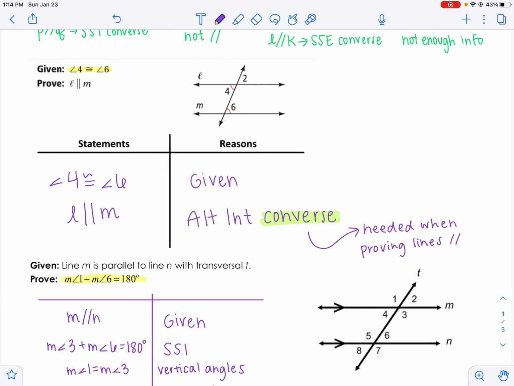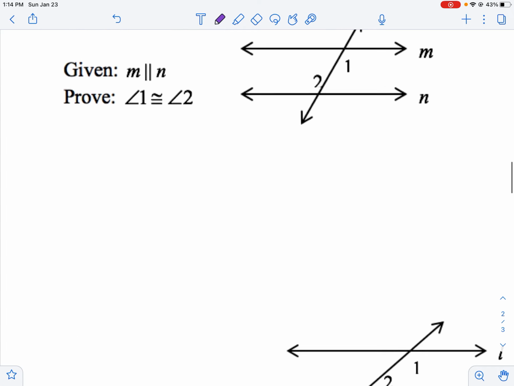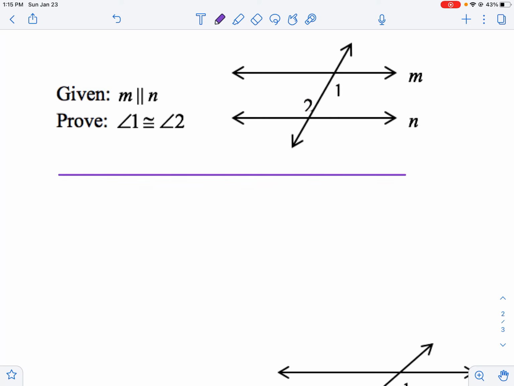And some are going to be a lot longer than others, and that's okay. Just know that you won't be entirely on your own for proofs. You'll have some guidance. You'll have some steps to kind of go there. So let's take a look at another one. It says, given that the lines are parallel, prove that the angles are congruent.